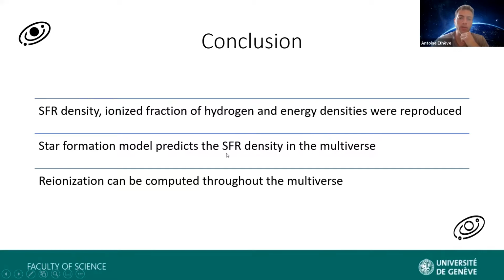So now the next step would be to compute reionization throughout the multiverse. And we can reproduce the coincidence plots in other universes to see whether this coincidence happens in other universes as well or not. If it always happens, then it probably means that the two events are related and there is something deeper to understand.